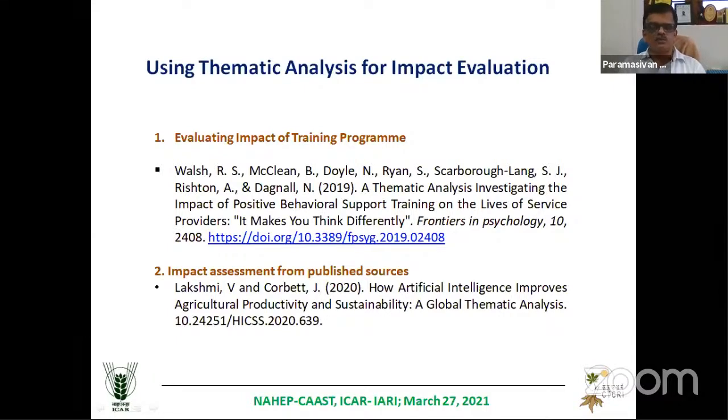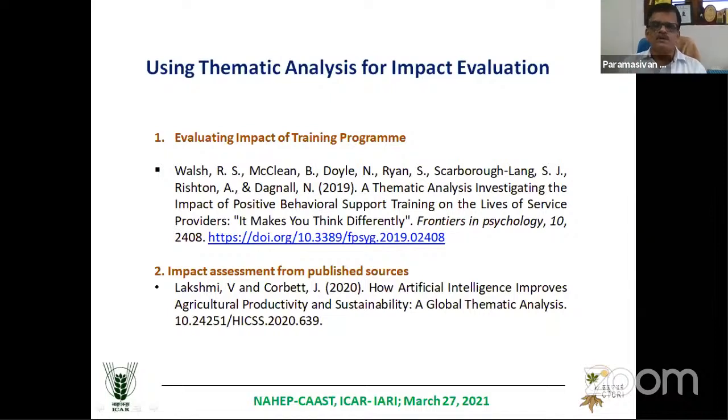Positive behavior support training means it's a kind of psychological training which is given to the people who are taking care of people with some kind of unpredictable behavior. So they conducted this training program. After the training program, they used the thematic analysis to understand the impact of this training program.